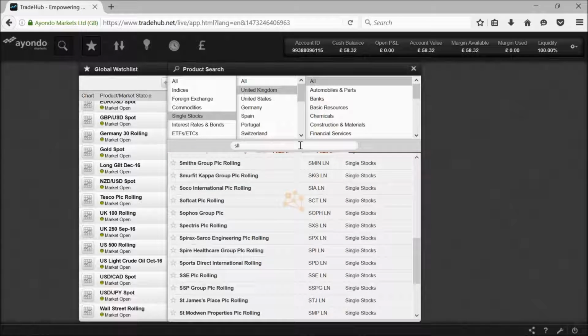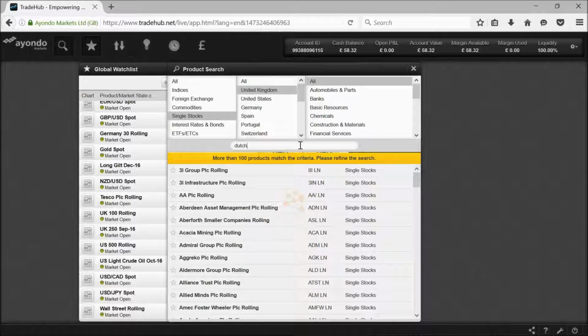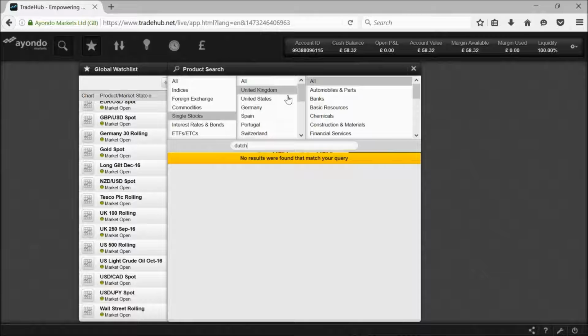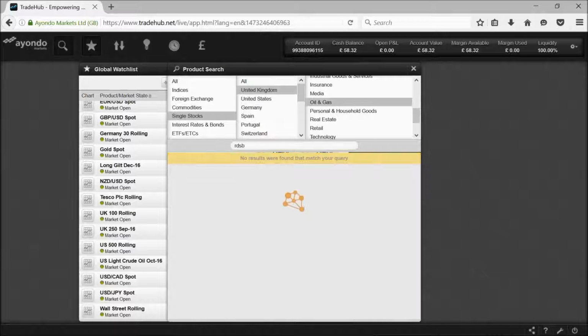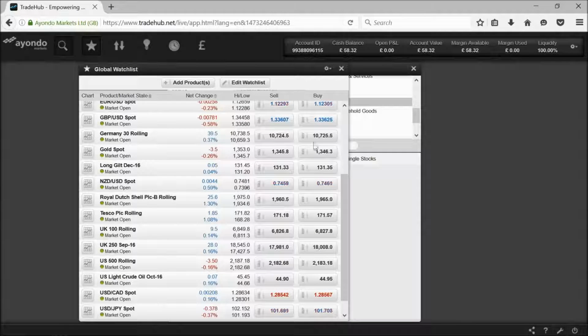There was an interesting opportunity in Shell, if I could spell it, over the last week. Is it Royal Dutch Shell? Let's put Dutch in. No, hang on. Is it Basic Resources? If I had to put RDSB, I think I'm refining this too much, aren't I? Oil and gas. There we go. Okay, let's add that one in and have a look at the chart.